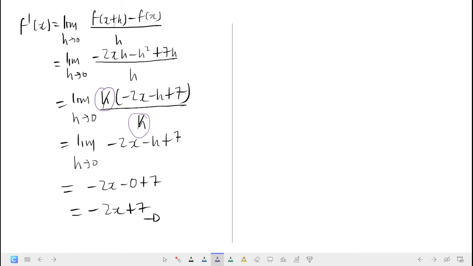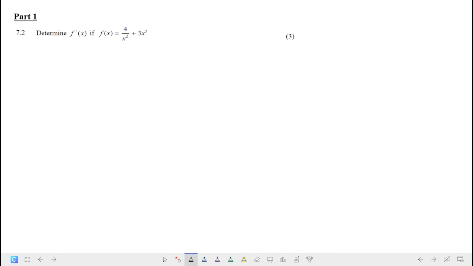When you substitute the value here, the next step is taking out the h so that it can cancel out, right? And then from there you substitute the value, and it's going to give you the value for your f prime x. I hope this makes sense. Let's go ahead and look into the second question.